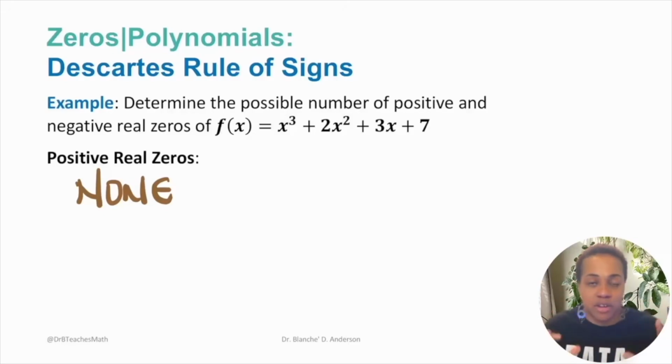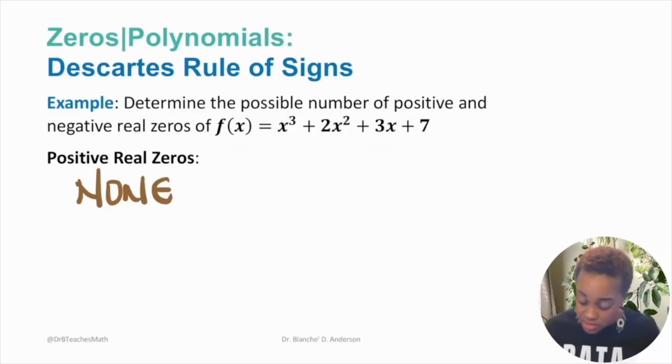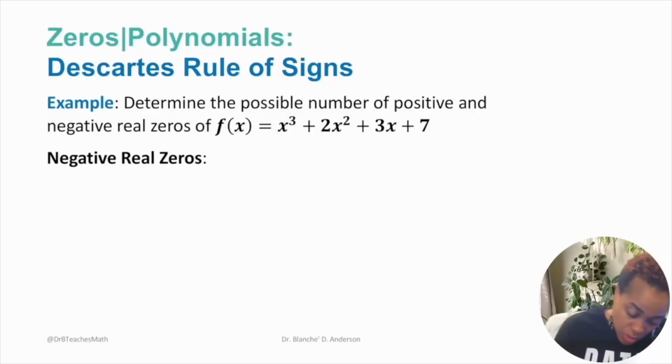So that's what I'm saying. Don't memorize the theorems. What tools can you use to save yourself some time, okay? This says there aren't any positive ones. Why? Because there's literally no sign change in f of x. Let's look at the negative. So negative means substitute every x with the negative x.